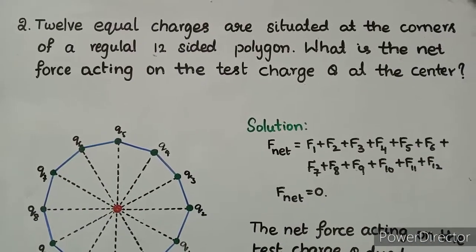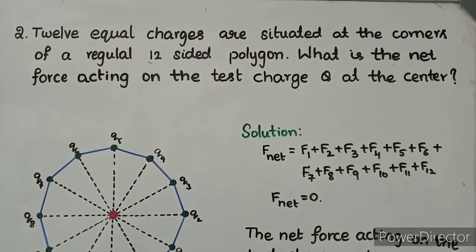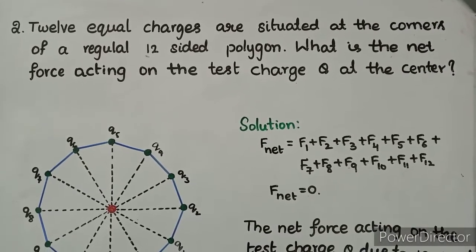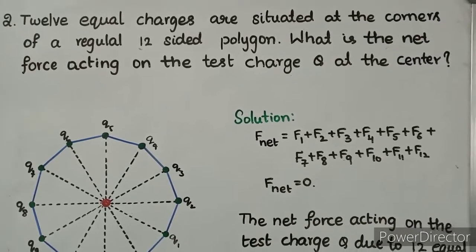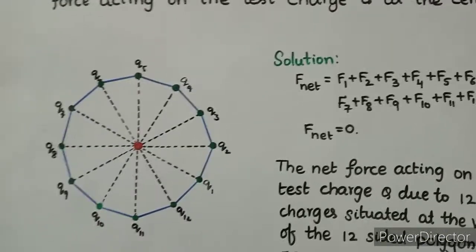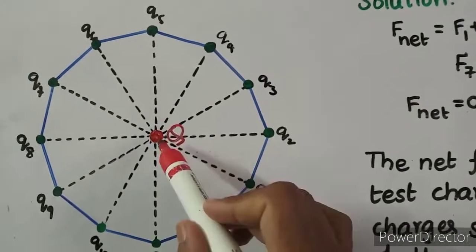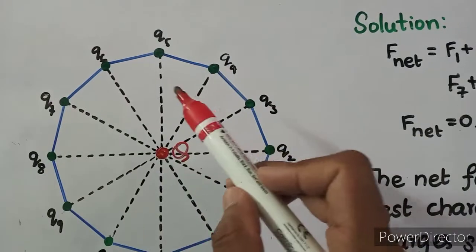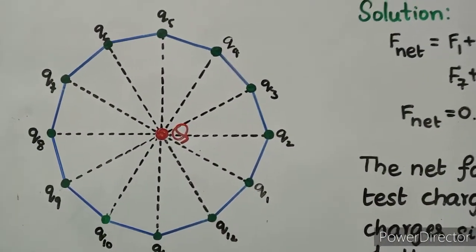Next we have the second problem: 12 equal charges are situated at the corners of a regular 12-sided polygon. What is the net force acting on the test charge Q, which is located at the center? This is a very easy concept. Here I am considering a test charge Q, and 12 charges are located at the vertices of the 12-sided polygon.